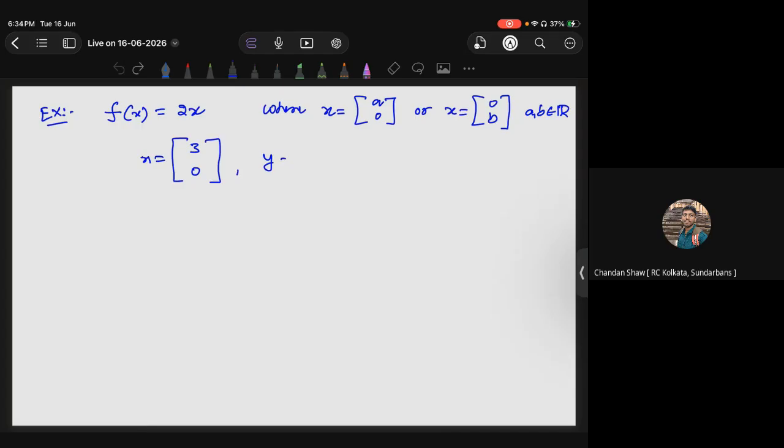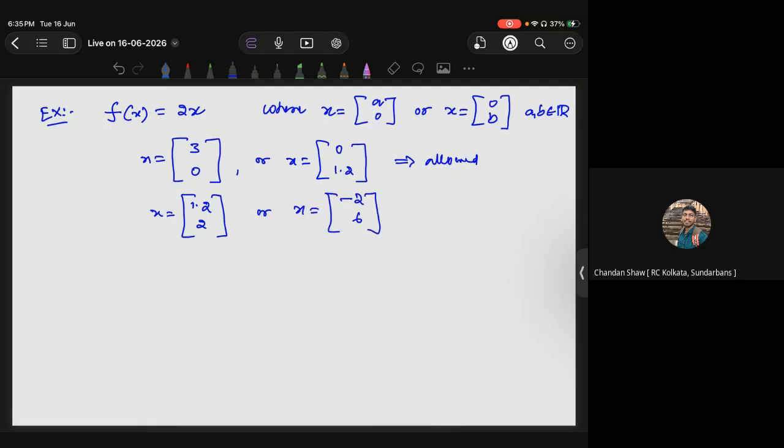Or we can take x as 0, 1.2. This is allowed, correct? But x equal to 1.22 or x equal to -2, 6, as per the problem, is not allowed. Am I correct?